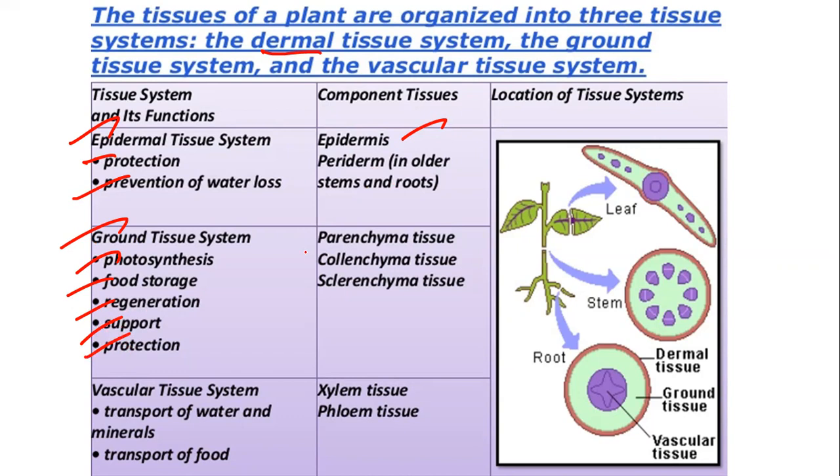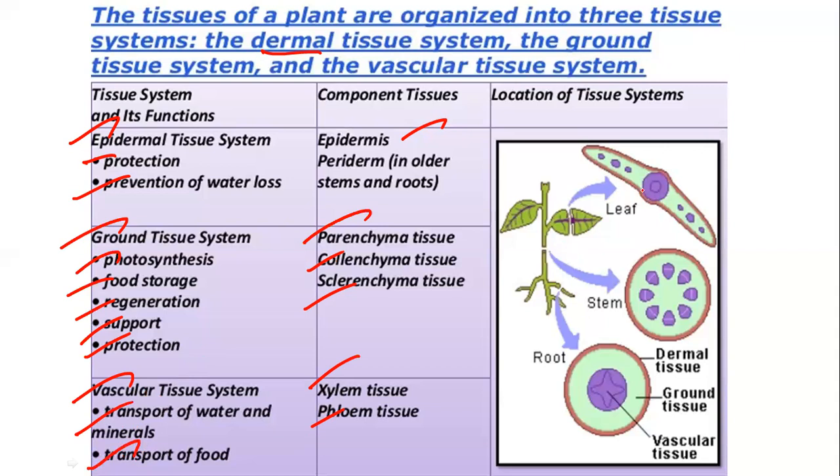The components of the ground tissue system are parenchymatous tissue, collenchymatous tissue, and sclerenchymatous tissue. The last one is the vascular tissue system, which arises from the cambium. It has the components xylem and phloem tissues. As we all know, xylem helps in the transport of water and minerals, and phloem helps in the transport of food.